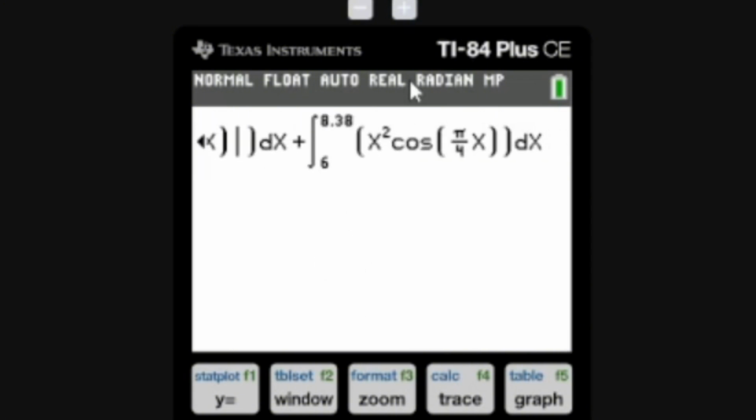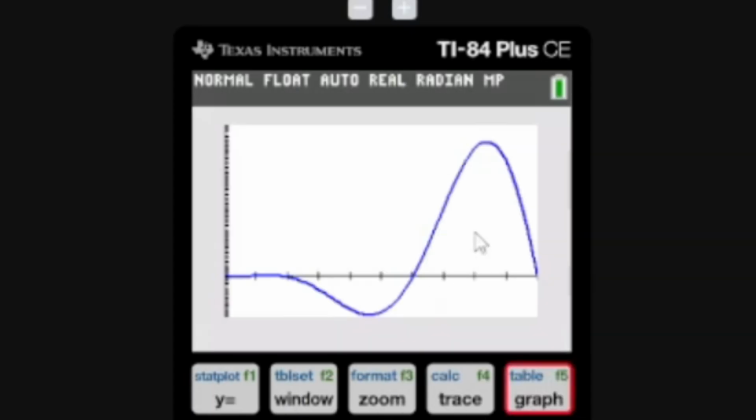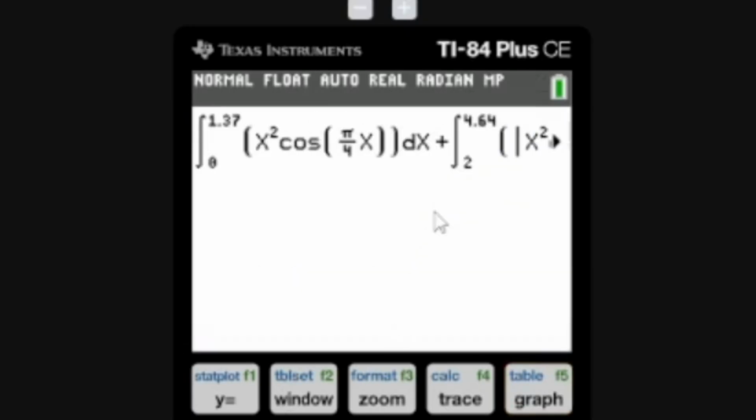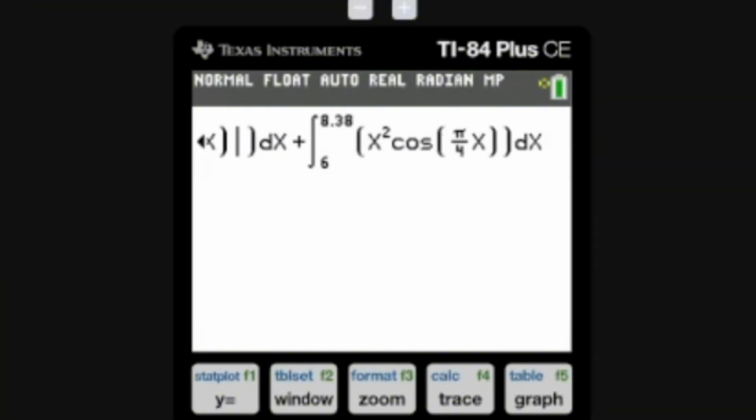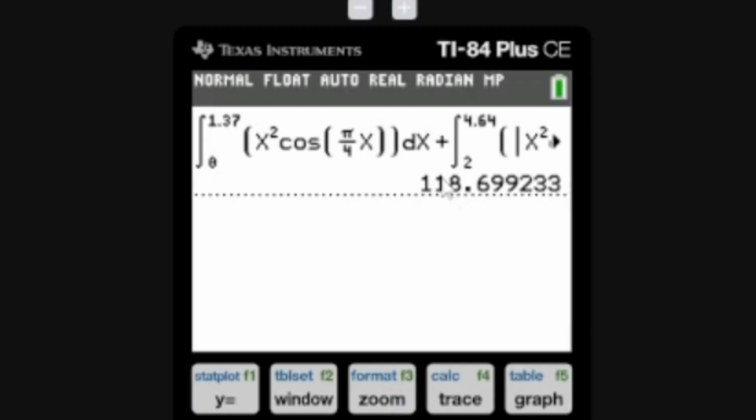Okay, so we finished that integral, and a reminder that there's no absolute value bars in this one because we are already in the positive area. We only put the absolute value bars in the second integral that we did. So now we're going to go ahead and calculate all this, and it might take a little second. That's expected. Don't worry about it. Oh, it was pretty fast. 118.699 is our answer for B.